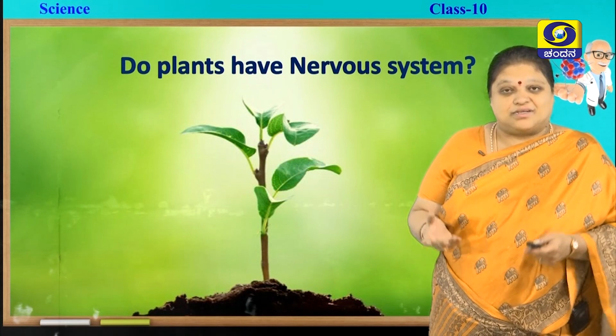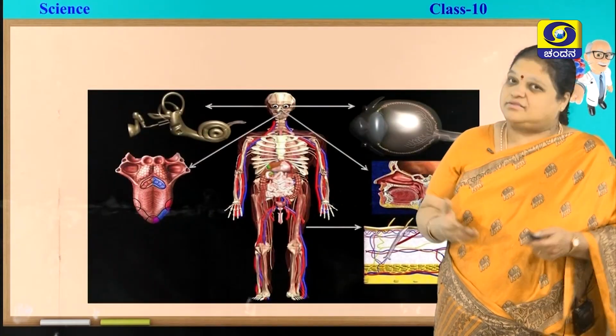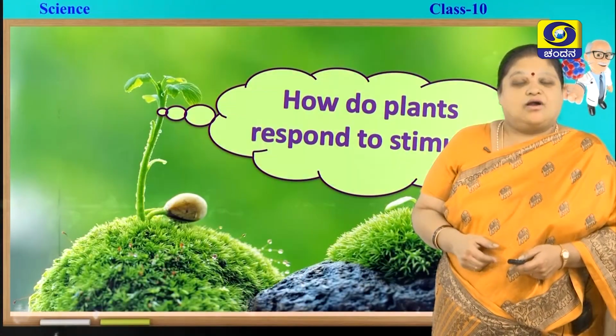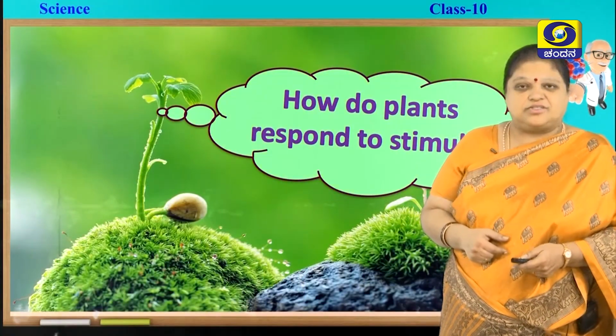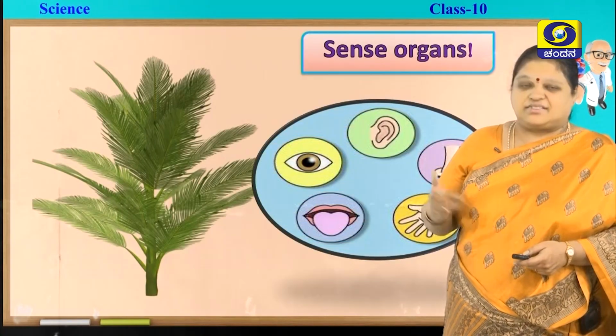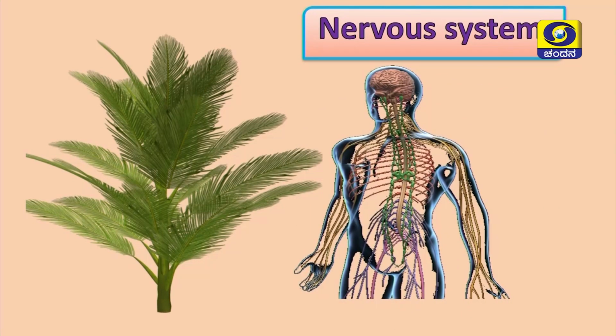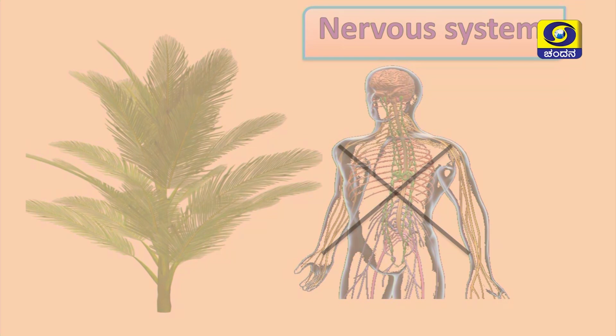Do the plants have a nervous system? Absolutely not. Do they have sense organs? Not at all. So, how do the plants respond to the stimulus? And do they have other systems like sense organs? No. Nervous system, endocrine glands, nothing is present in the plants.